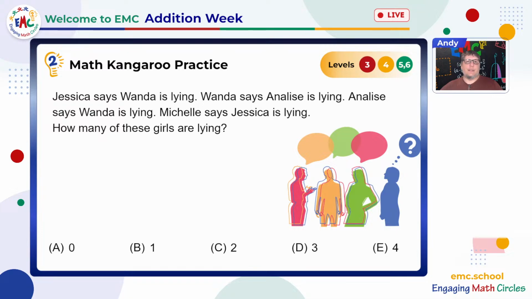Jessica says Wanda is lying. Wanda says Annalise is lying. Annalise says Wanda is lying as well. And Michelle says Jessica is lying. How many of the girls are lying?